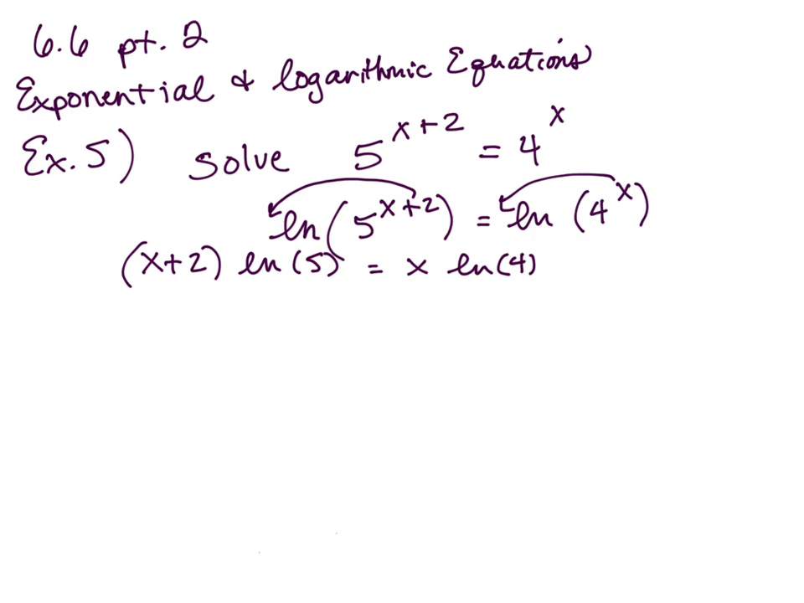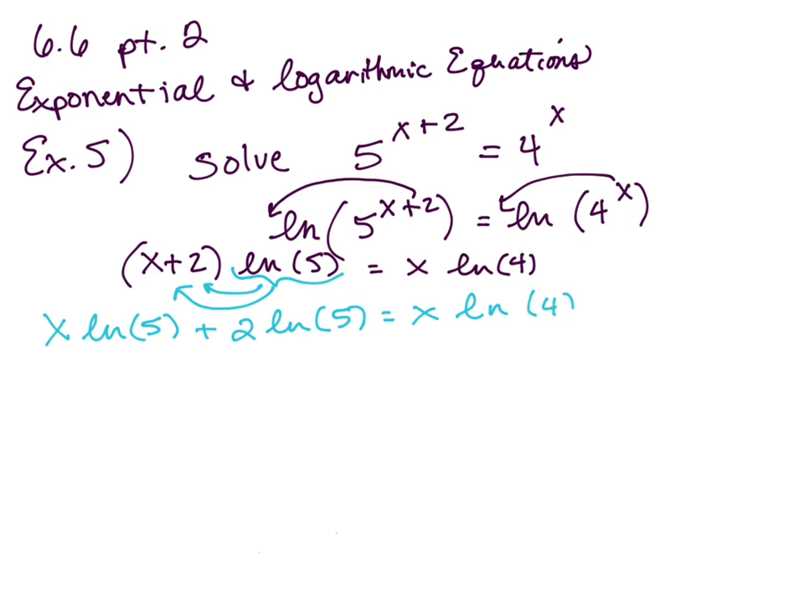Our next couple of steps are a little bit less straightforward. The first thing you want to do is, this is a monomial. This is a number, natural log 5. It's like the number 7. It's not 7, but it's just a number. We're going to distribute that number through this binomial, x plus 2. So this is going to come out as x natural log 5 plus 2 natural log 5. Did y'all see what we did there? We distributed the natural log through the binomial, equal to x natural log 4.